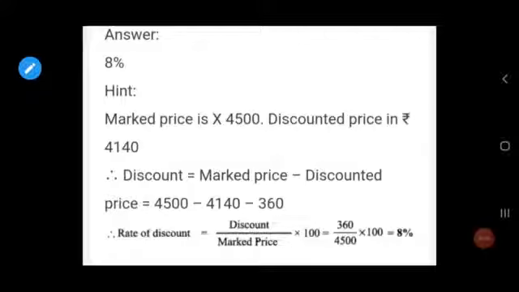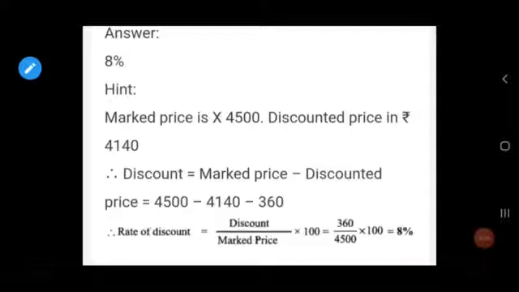So MP minus SP equal to discount, the amount is 4,500 minus 4,140 equal to 360. Now rate of discount is nothing but the formula, simple: discount divided by MP into 100. Our discount amount is 360 divided by our MP, because from the marked price only we have to calculate the discount. So we have to write here marked price MP. So 360 divided by 4,500 into 100.